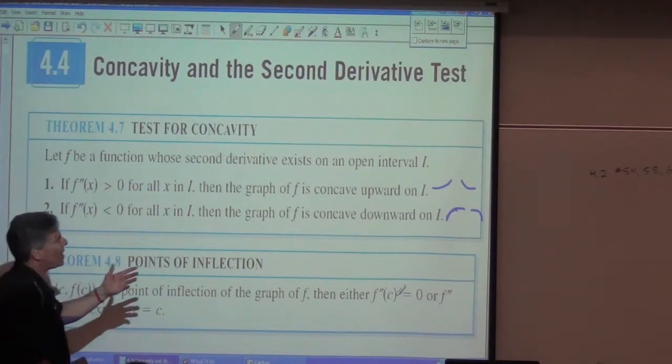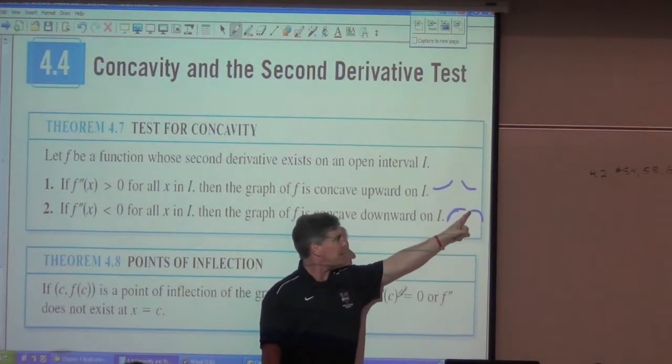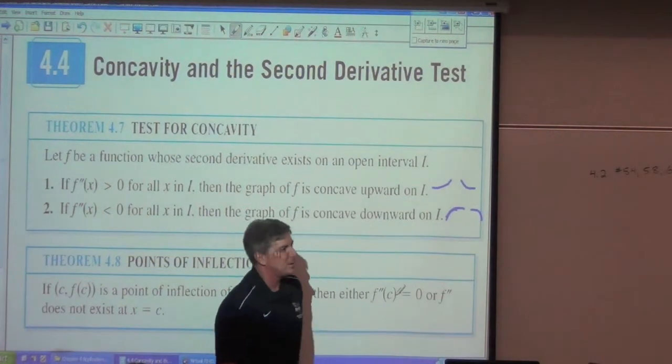Alright, so by the same token, concave down is something like this, right? It's curved down, like an umbrella, and it wouldn't hold water.